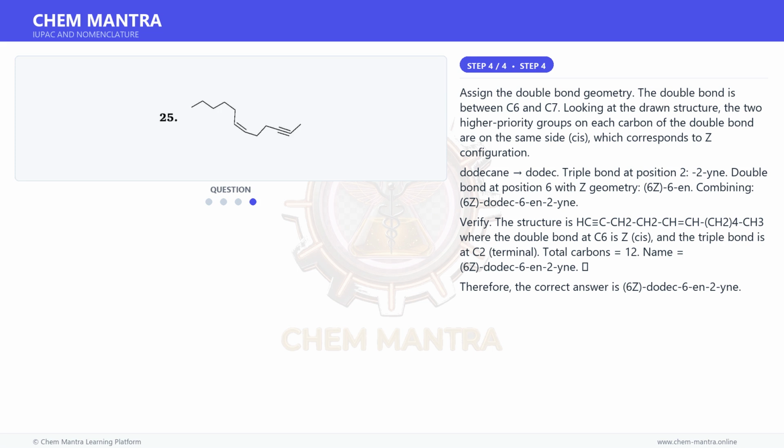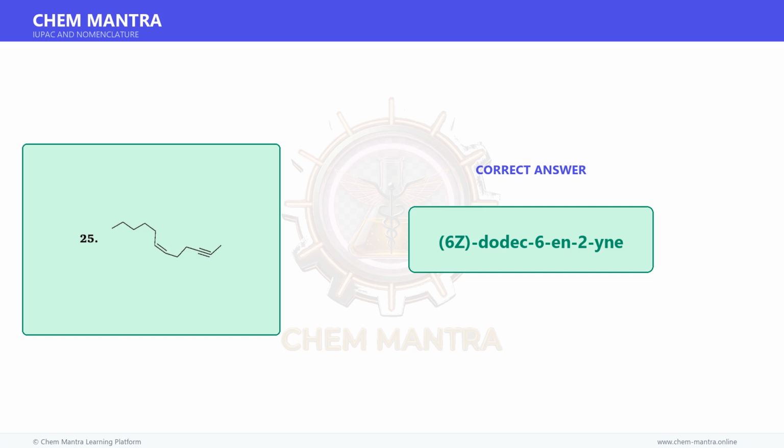Name is 6Z, dodec-6-en-2-yne. Therefore, the correct answer is 6Z, dodec-6-en-2-yne. The correct answer is shown on screen.